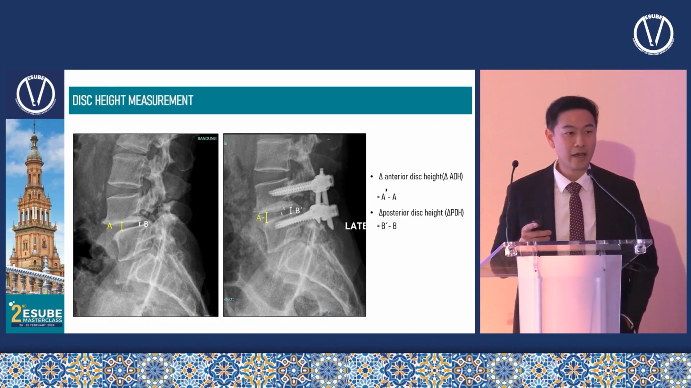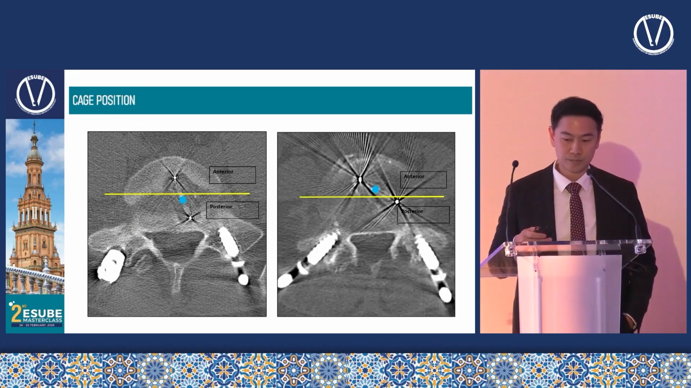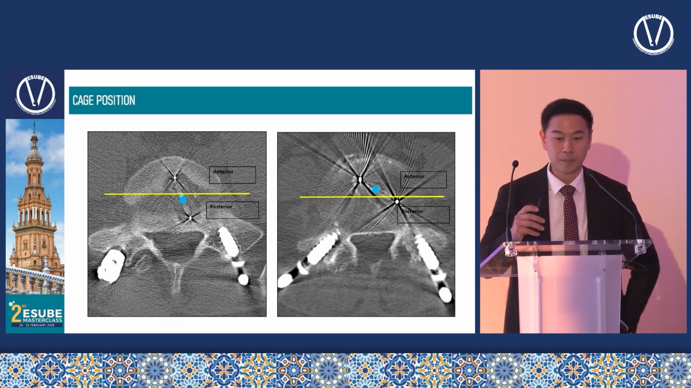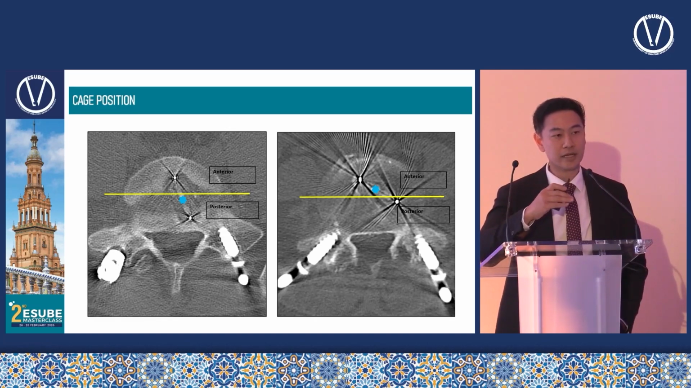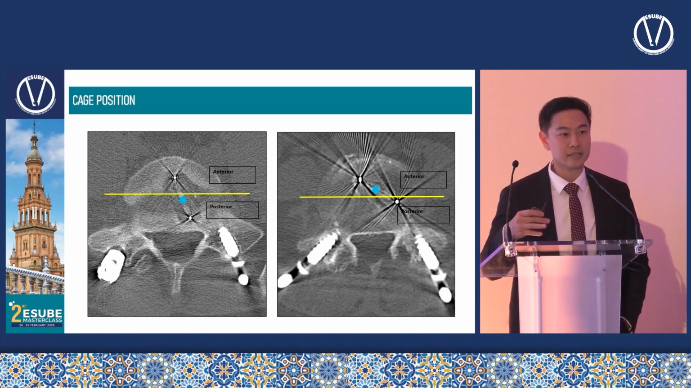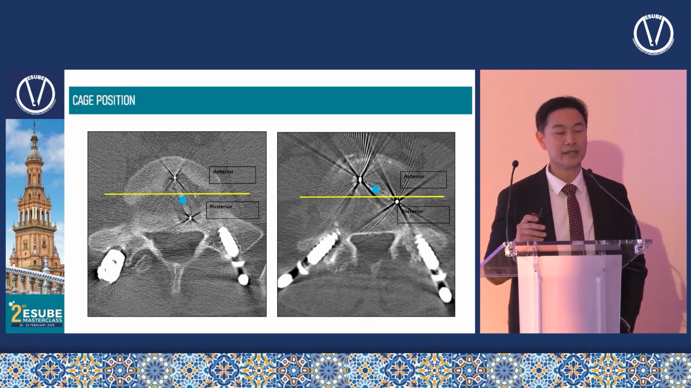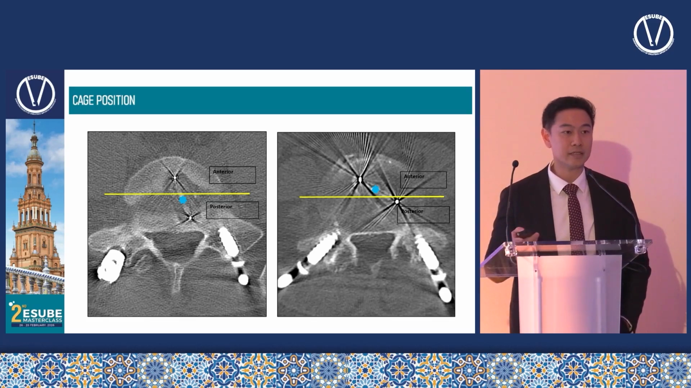The disc height, I measured before and after the operation and collected the data like this. For the cage position, I evaluated from the CT scan in the axial view. If the midpoint of the cage is on the posterior half of the vertebra, it is called the cage in the posterior position. If the midpoint of the cage is in the anterior half of the vertebra, it means the anterior position of the cage.